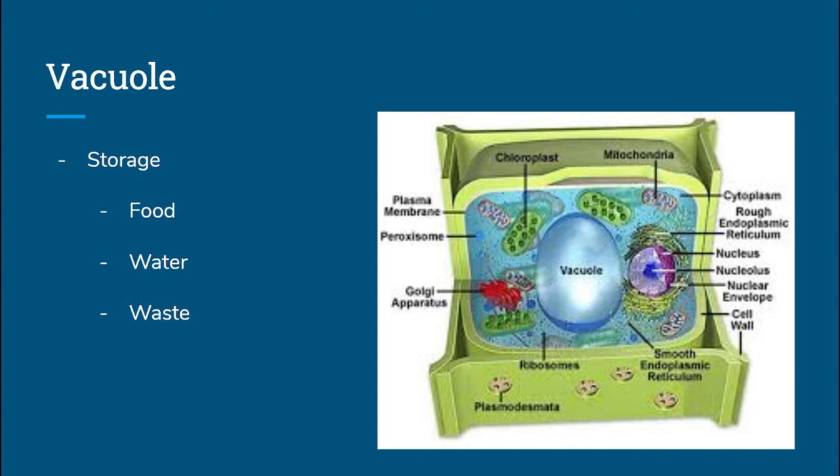Next, we have vacuoles, and these are typically a sack of just open space, and it's used for storage. It can be used for food storage, water, waste. In animal cells, we typically see numerous small vacuoles around the cell, but in plant cells, we're typically going to see one central large vacuole.